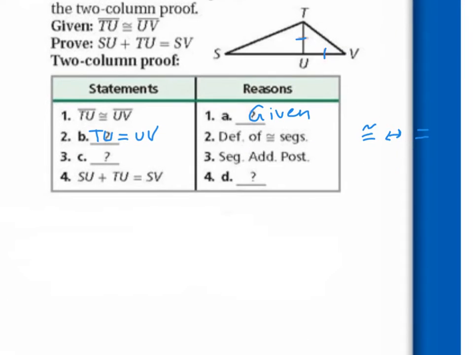If we have two segments here, those two segments added together are equal to the whole segment. So what can we put for our statement in C? SU plus UV is equal to SV. Perfect.